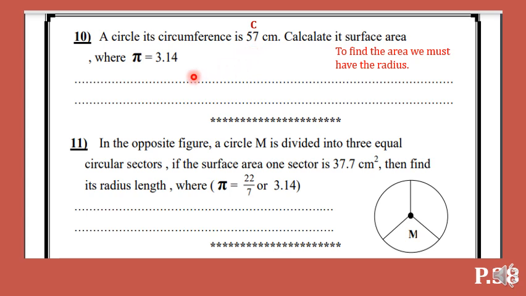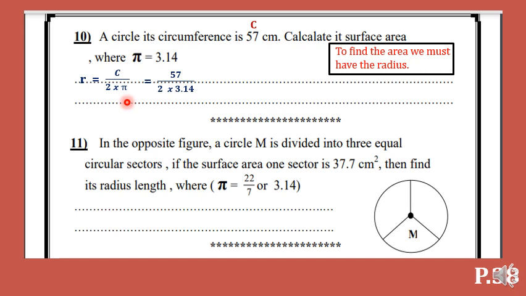Yes, we can. Using our magic triangle, we can find that r equals c over 2 times pi, which equals 57 over 2 times 3.14 equals 9.08 centimeters. This 9.08 centimeters represents the radius length. Can I find the area? Yes, I can find the area of the circle now, because area of the circle equals pi times r power 2 equals 3.14 times 9.08 power 2 equals 258.88 square centimeters.